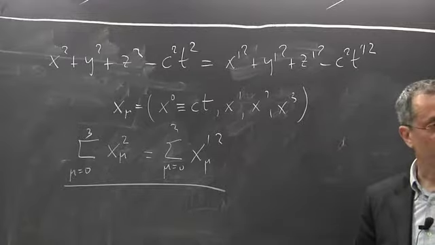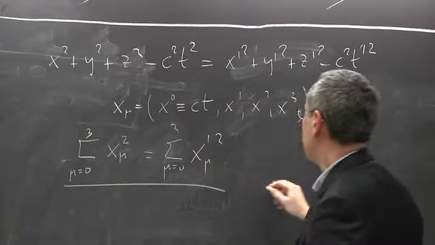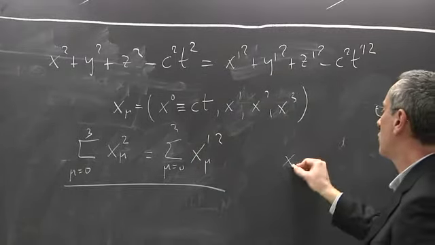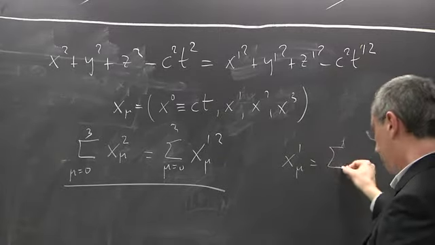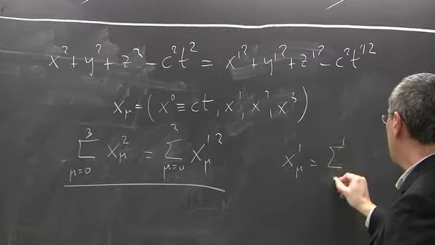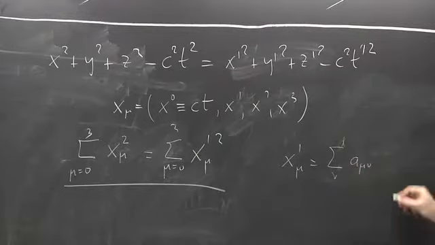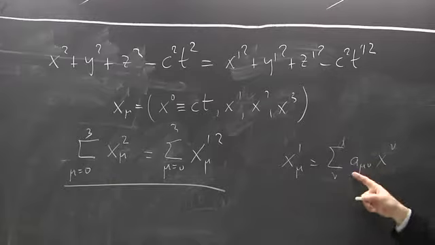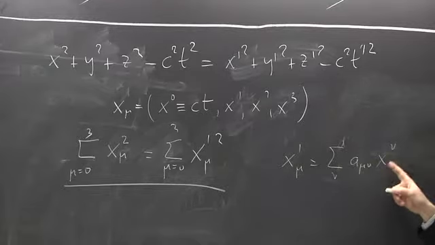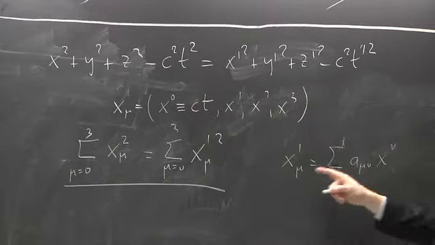So that's the requirements that you impose. And then, this is a linear transformation of coordinates, right? So x prime mu is some sum over, say, nu, a mu nu. So these are a matrix of coefficients transforming these vector components, right? That's the generic linear transformation of a vector with components x naught, 1, 2, and 3, right?